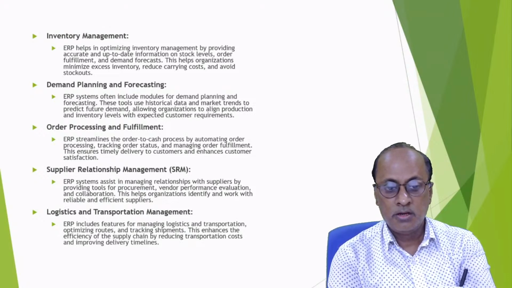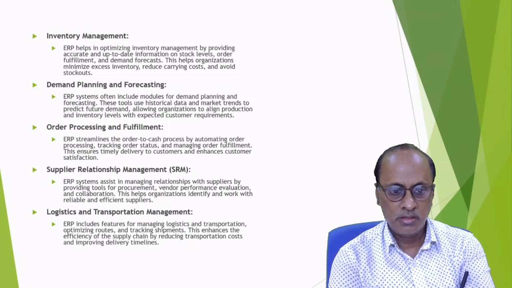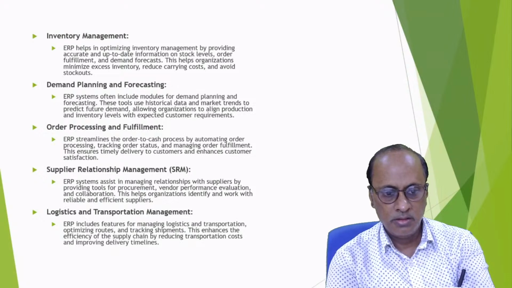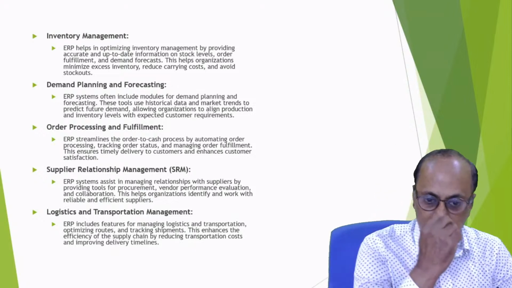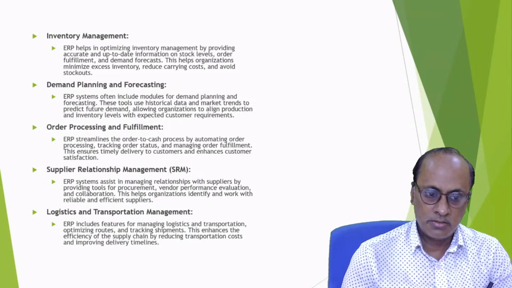Then ERP also helps in order processing and fulfillment. ERP helps streamline the order to cash process by automating order processing, tracking order status, and managing order fulfillment. This ensures timely delivery to customers and enhances customer satisfaction. Yes, supplier relationship management. ERP systems assist in managing relationships with suppliers by providing tools for procurement, vendor performance evaluation, and collaboration. This helps organizations identify and work with reliable and efficient suppliers.